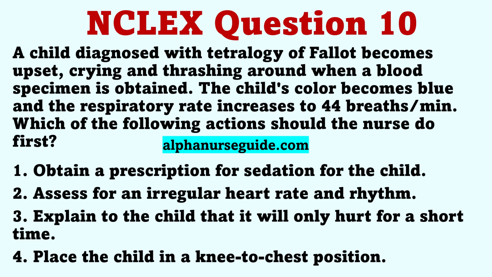An infant often assumes a knee to chest position in the crib, or the mother learns to put the infant over her shoulder while holding the child in a knee to chest position to relieve dyspnea. If this position is ineffective, then the child may need a sedative. Once the child is in the position, the nurse may assess for an irregular heart rate and rhythm. Explaining to the child that it will only hurt for a short time does nothing to alleviate the hypoxia.